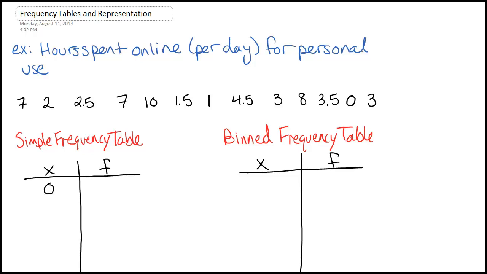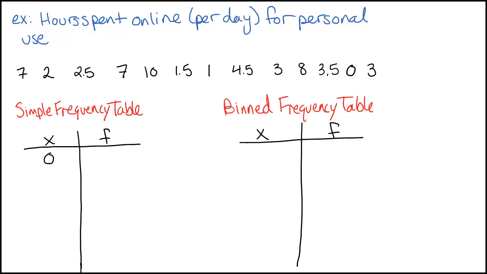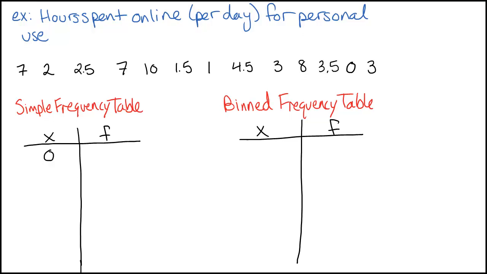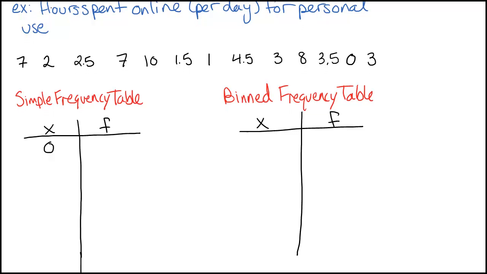In this video I'm going to talk about frequency tables and how to represent data visually using different types of graphs. So this first example, we've got some survey data of how many hours people spend online each day for personal use. So these numbers here represent a number of hours online.